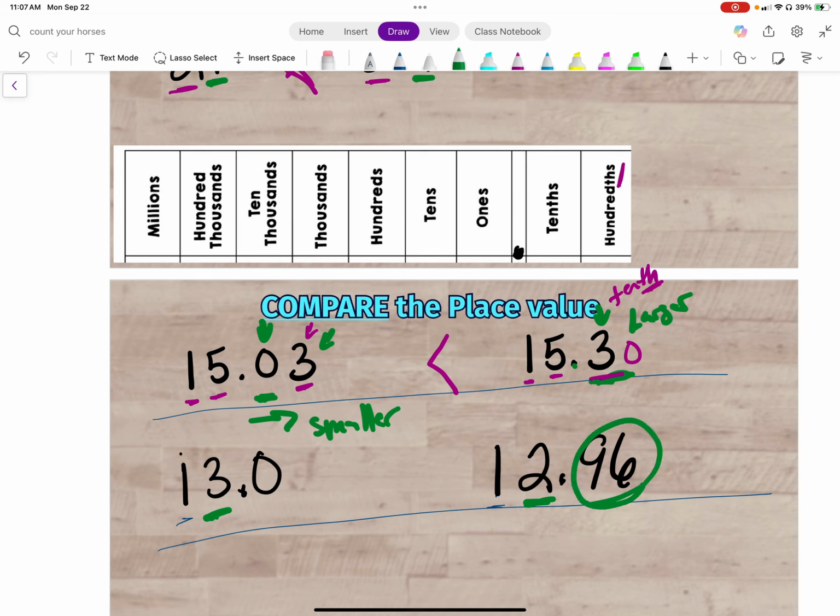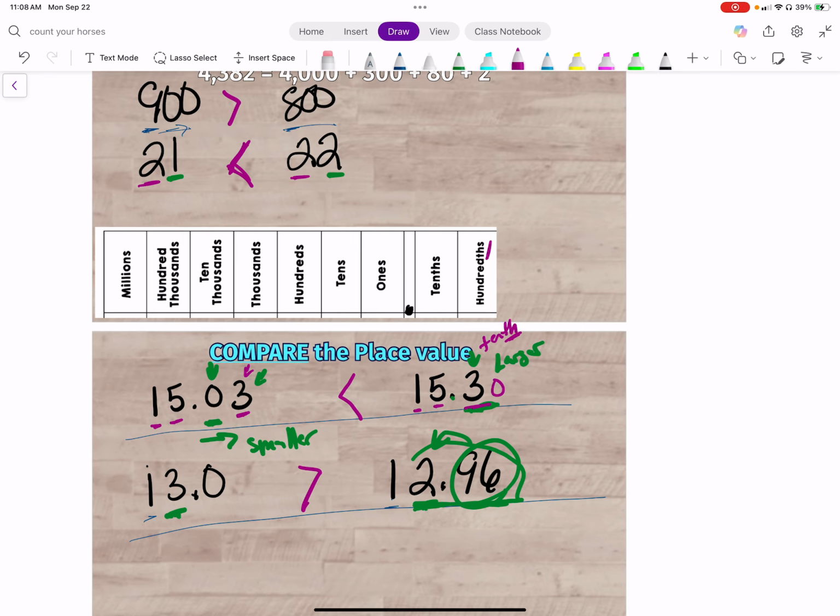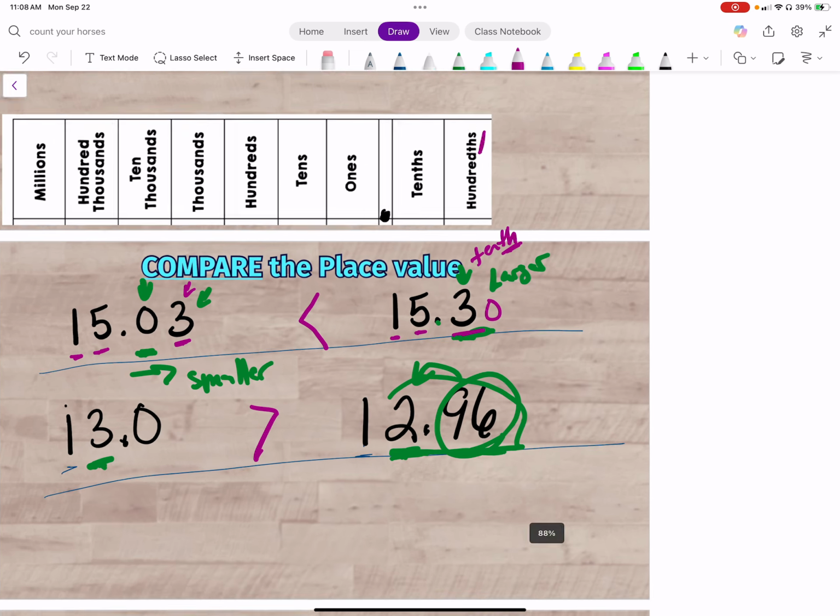Well, not quite, because it's not big enough to change this one's number, okay? So it might seem like it, but that's not what we're looking for here. This three in the ones place is more powerful than this 296 all put together. So all that really matters is that this two is smaller than the three. Therefore, that tells us this 13 is greater than the 12 and 96 hundredths, even though it's more of a mouthful to say too.